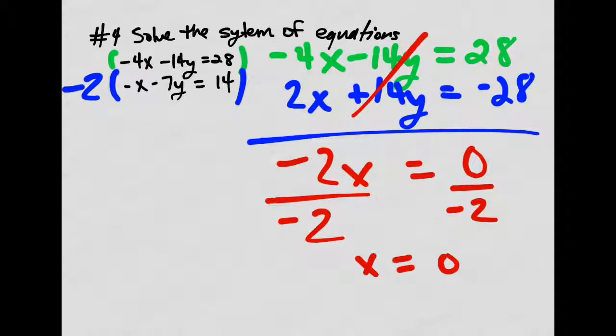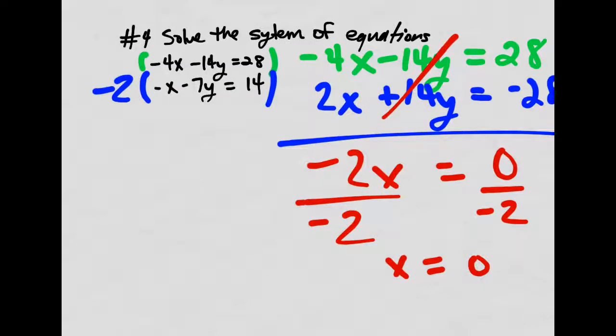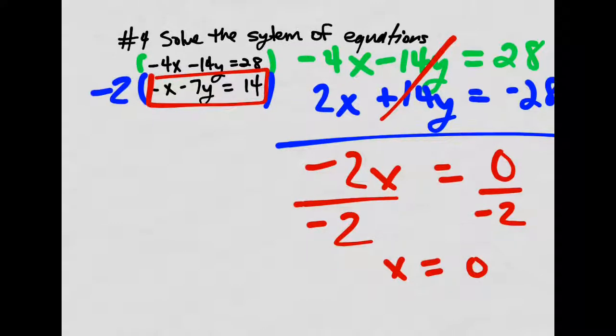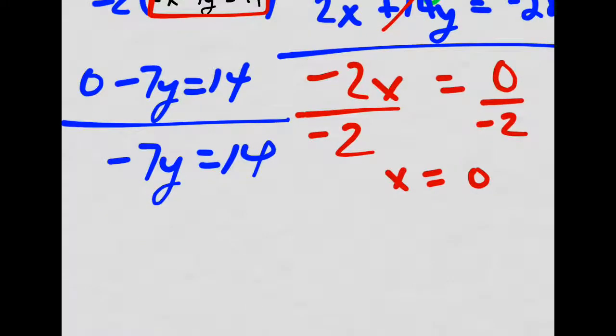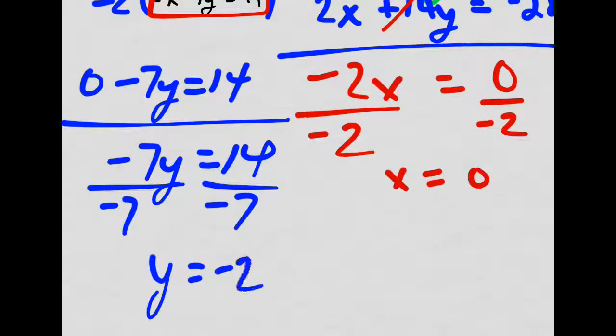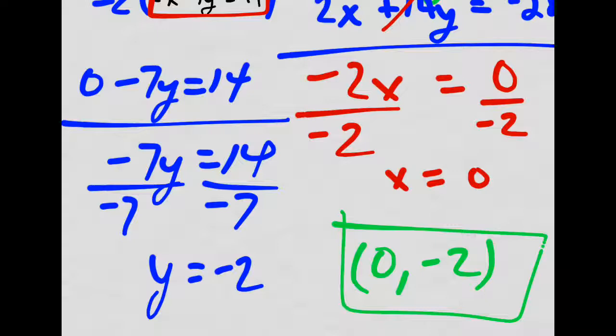So x equals 0, and I need to pick one of the equations. I'll just pick the bottom one and plug 0 in. So that's going to give me 0 minus 7y equals 14. Because 0 can't be positive or negative, I don't need that negative sign. So that's negative 7y equals 14. Divide by negative 7. So y equals negative 2. So my solution is 0 comma negative 2.